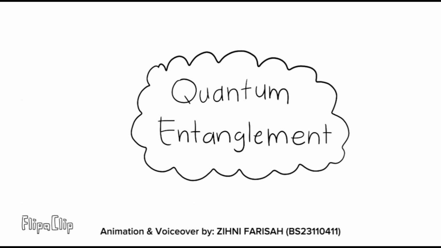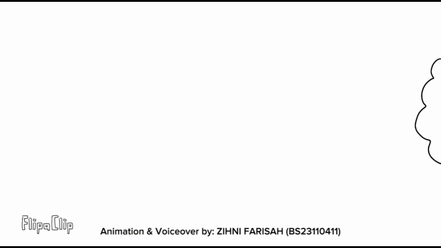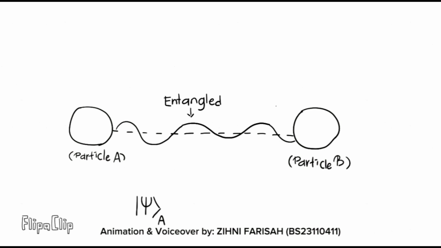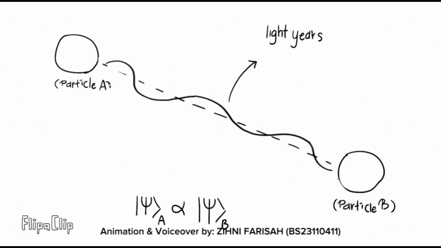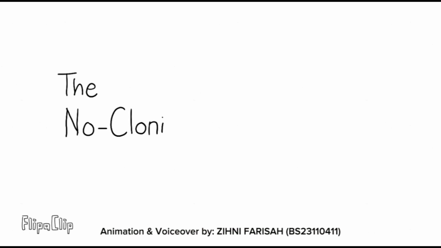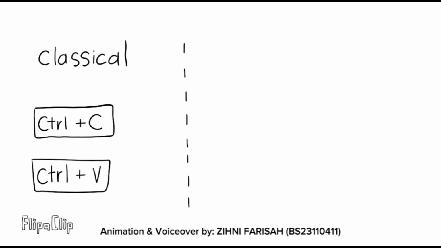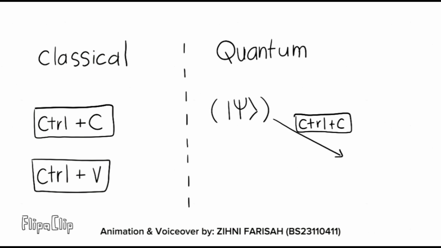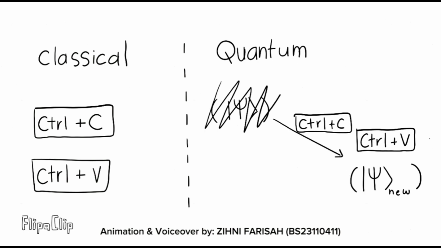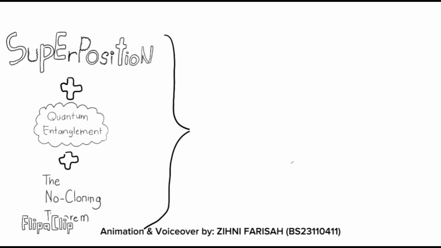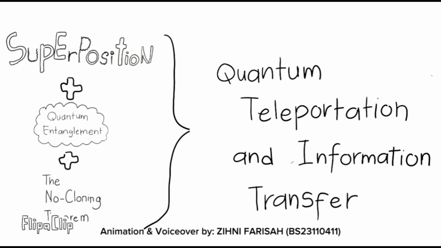Quantum entanglement is also one of the concepts used when discussing quantum teleportation, which refers to when two particles become entangled, their quantum states become fundamentally linked. No matter how far they are from each other, the measuring state of A will determine the outcomes of particle B. Now, an interesting one, the no cloning theorem. In classical physics, we can copy data easily, while in quantum physics, to make a copy of a quantum state, the original state must be destroyed. So, combining these three concepts, we can finally understand the concept of quantum teleportation and information transfer.